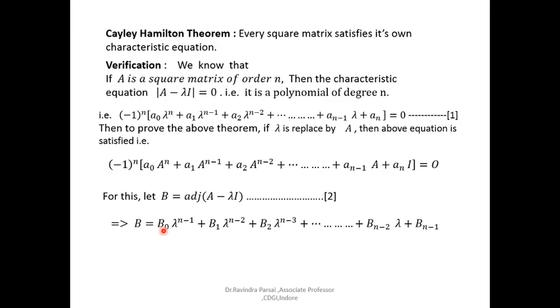Lambda is a scalar. That's why we assume that this is B0 lambda^(n-1) + B1 lambda^(n-2) + B2 lambda^(n-3) + ... up to Bn. Now the next step is to multiply this equation 2 by A minus lambda I on both sides. So we do this manipulation: multiply equation number 2 by A minus lambda I. This gives you this.